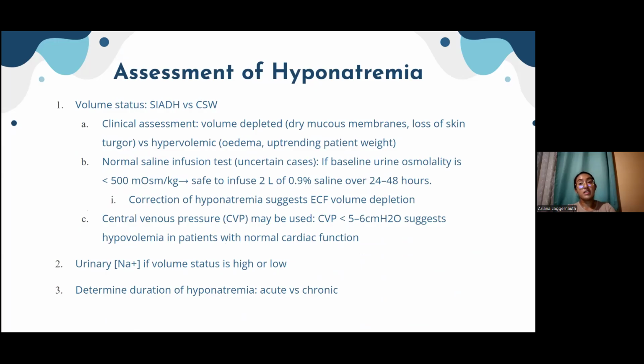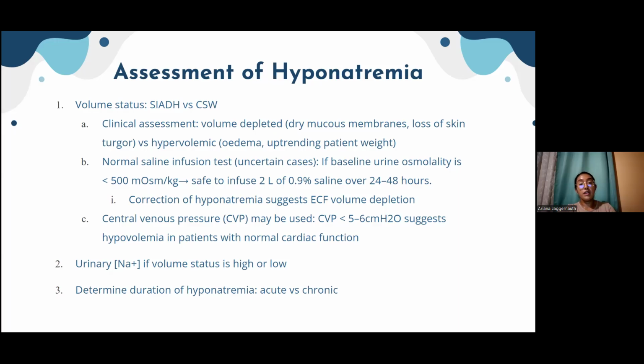With respect to clinical assessment, we look at whether the patient is volume depleted. On clinical assessment, does the patient have dry mucous membranes? Is there loss of skin turgor? Or are they hypervolemic? Are they edematous? Is there an uptrend in the patient's weight? We also do a normal saline infusion test in the event of uncertain cases. If the baseline urine osmolality is less than 500 milliosmoles per kilogram, that is considered to be safe to infuse 2 liters of 0.9% sodium chloride over the next 24 to 48 hours.